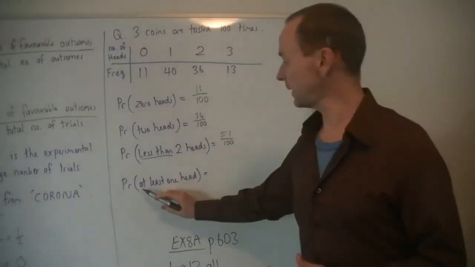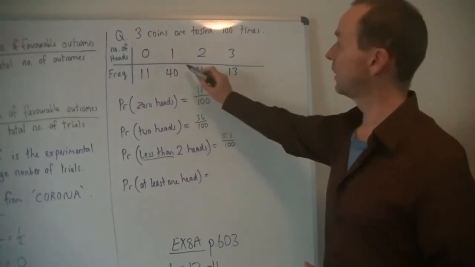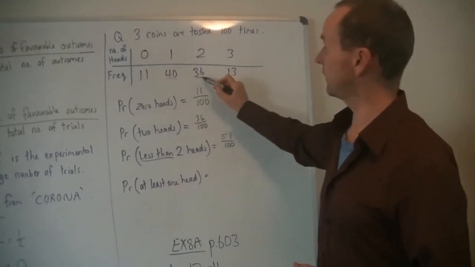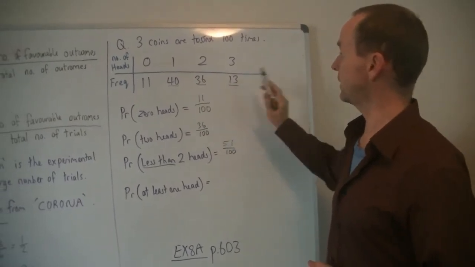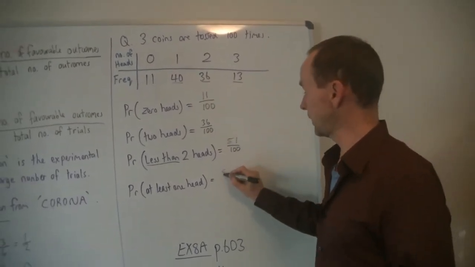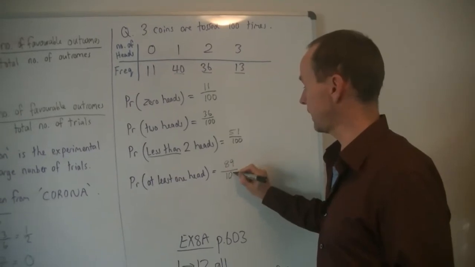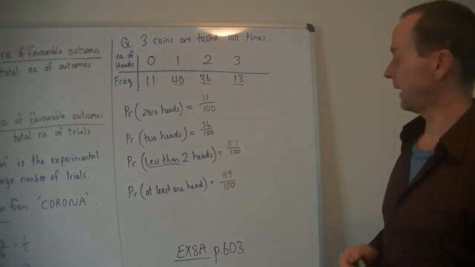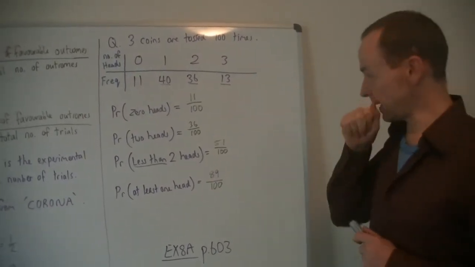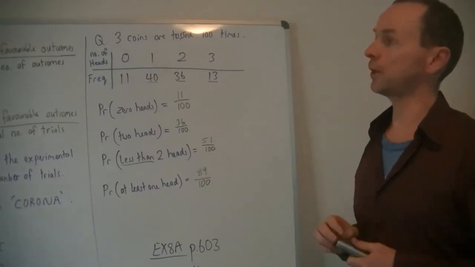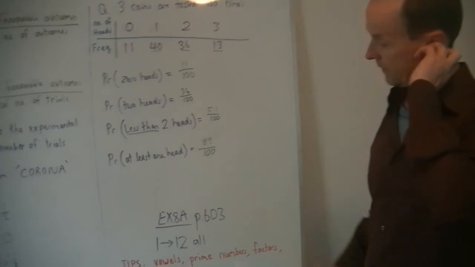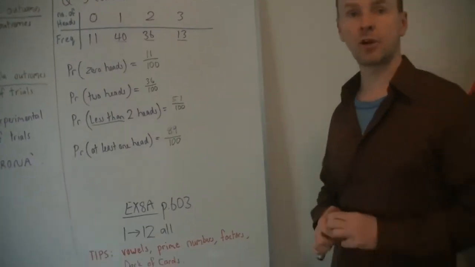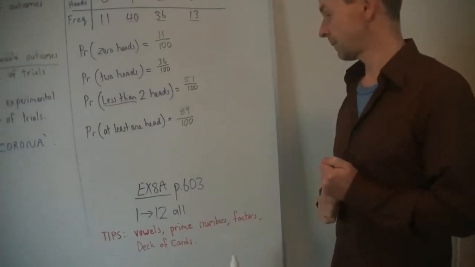And here, probability of at least 1 head. So there's at least 1, there's 2, and there's 3. We add those together, 76, 86, 89. So I get 89 out of 100. Excellent. And that question is done. And that's all for exercise 8A. You've got questions there you can do. Take your time, it is revision, but make sure you do it properly.